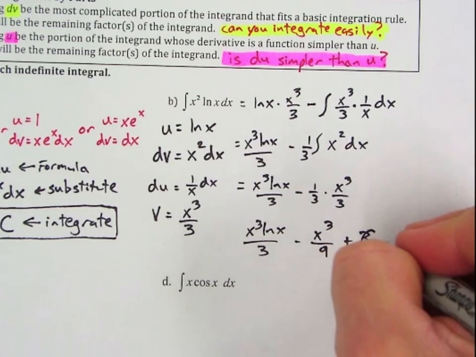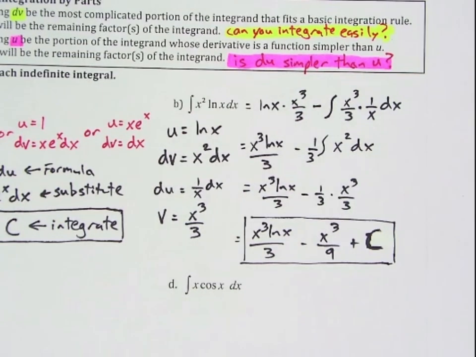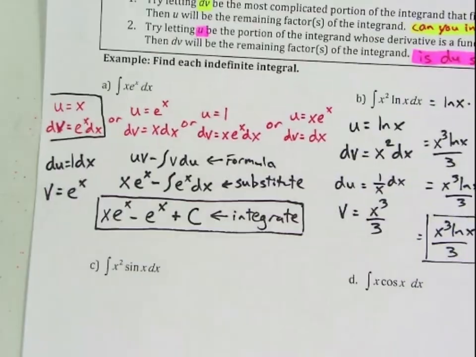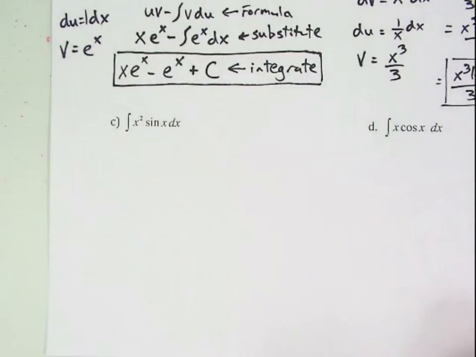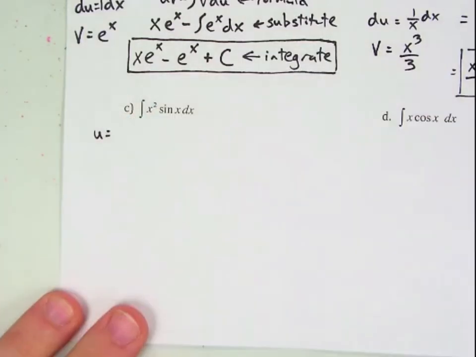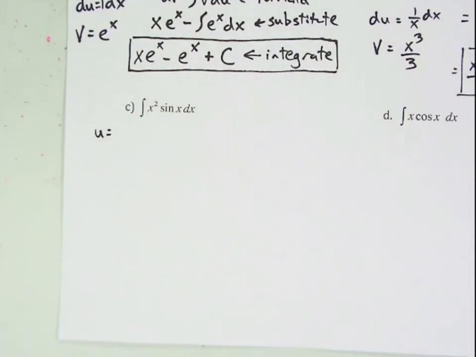Plus c. All right, let's move on. All right, x squared sine x. So for u, we think about an easy derivative. Let's just try x squared.